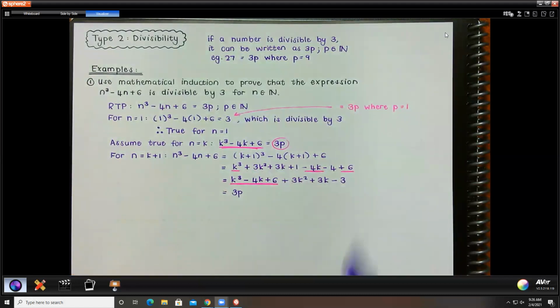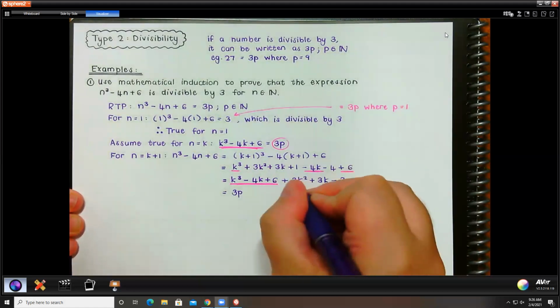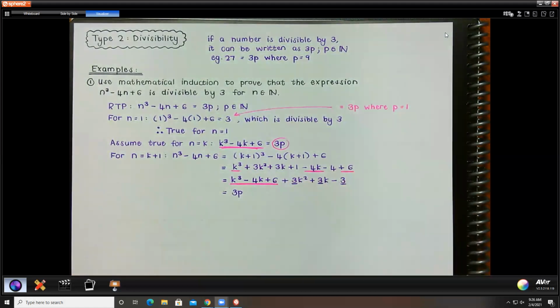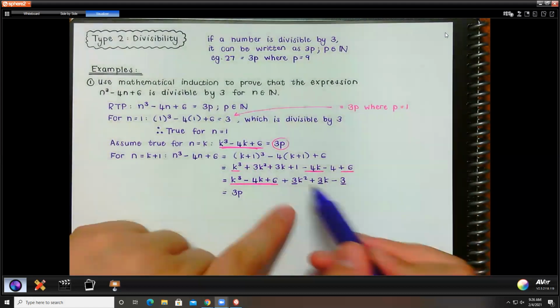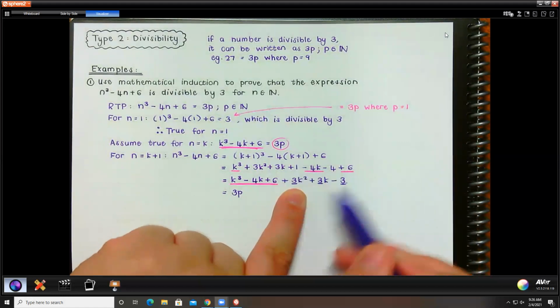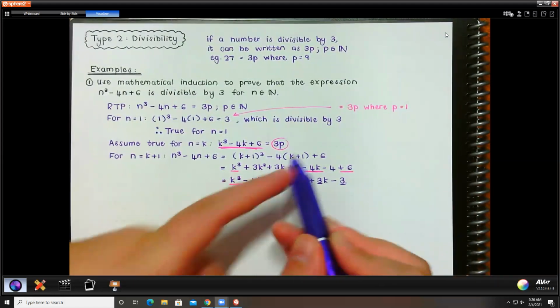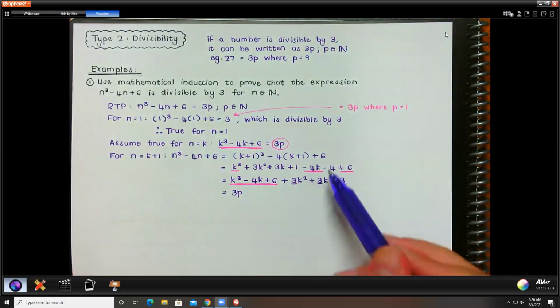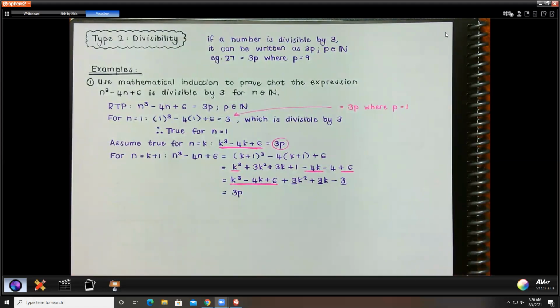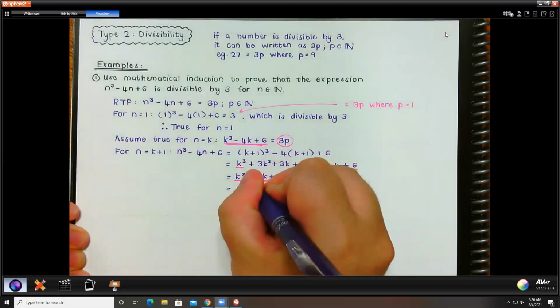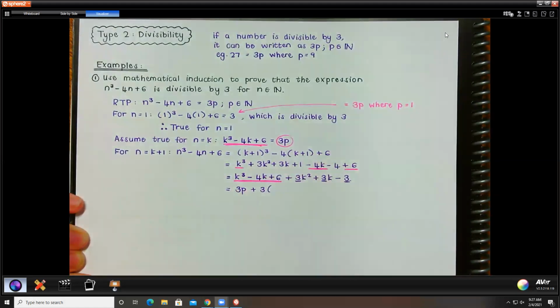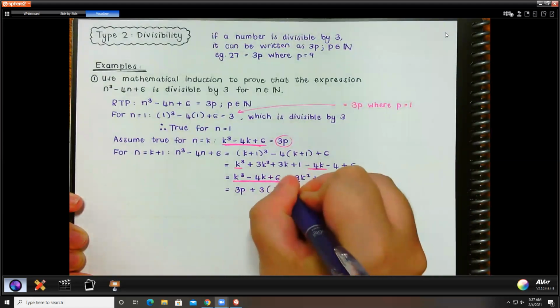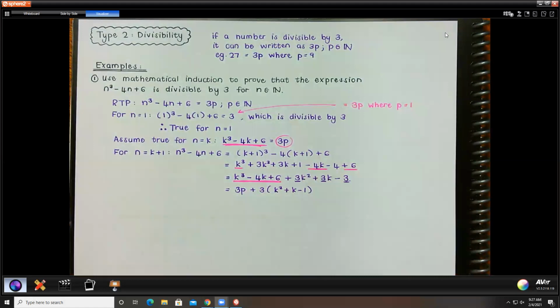Now, what I want you guys to notice, remember we're looking for something that is divisible by 3. Do we notice that with these last 3 terms that we actually have left, there is a 3 in each of those terms? Each of those terms are actually divisible by 3. So we can take 3 out as a common factor. Basically, we're grouping these 3 terms together. First, we group these 3 together so that we could use 3p in their place. Now we're grouping these 3 terms together so that we can take out 3 as a common factor so that we can actually show that that is divisible by 3. So we're going to say plus 3. And from there, we'll be left with k squared plus k minus 1.